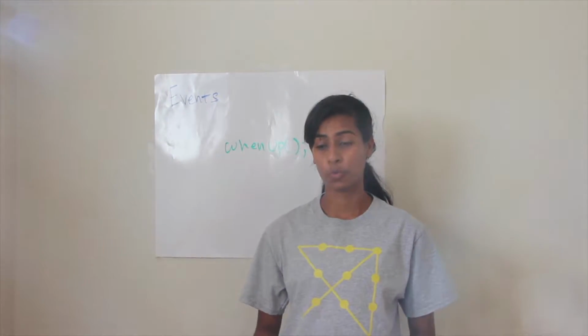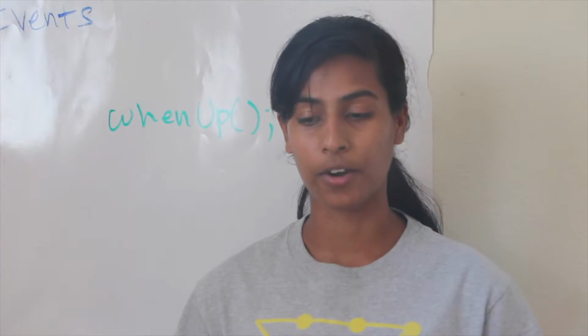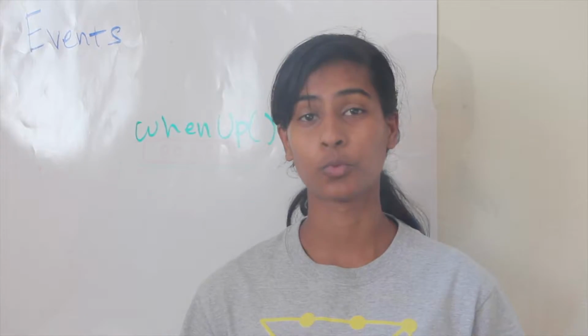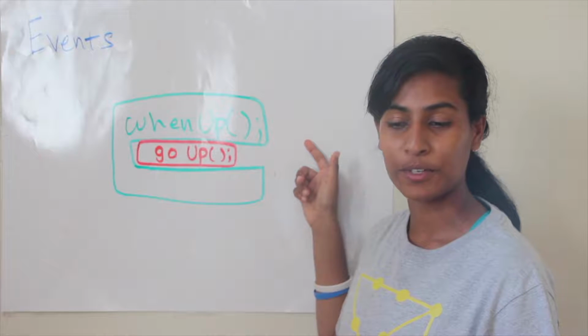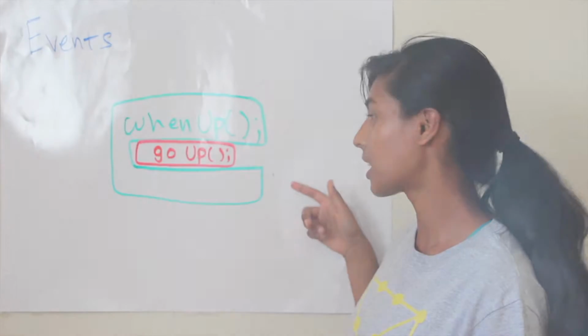If you attach go up to when up, then when you press the up arrow, the character you program will go up. Here, the signal is when up. And when the up arrow is pressed, the action performed is go up.